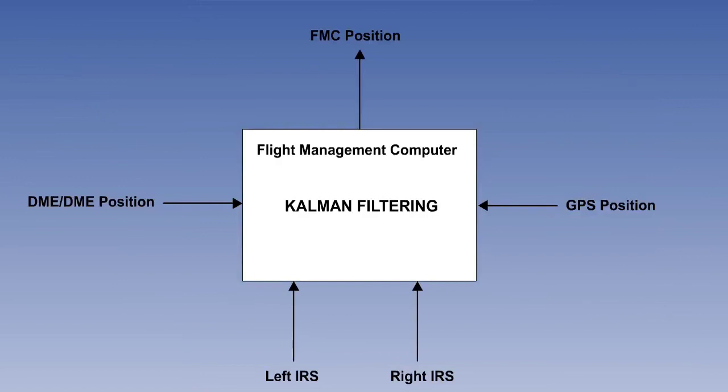The other was the idea of using the INS or IRS as only one component of a multi-sensor system, and to have a method of extracting the most probable position from a combination of all of the inputs. This multi-sensor system is part of the Flight Management System, or FMS for short. And the method of establishing the most probable position from a variety of inputs is called Kalman filtering.